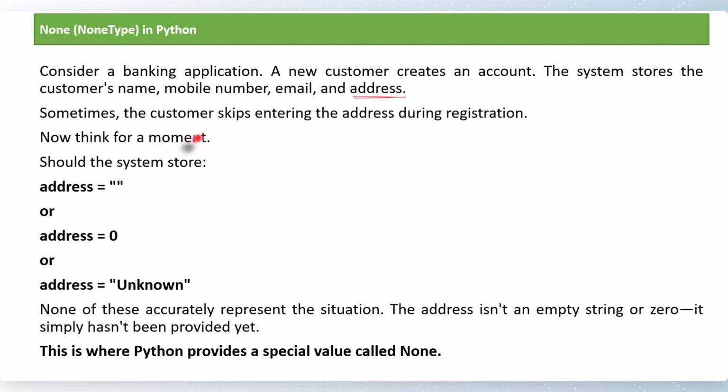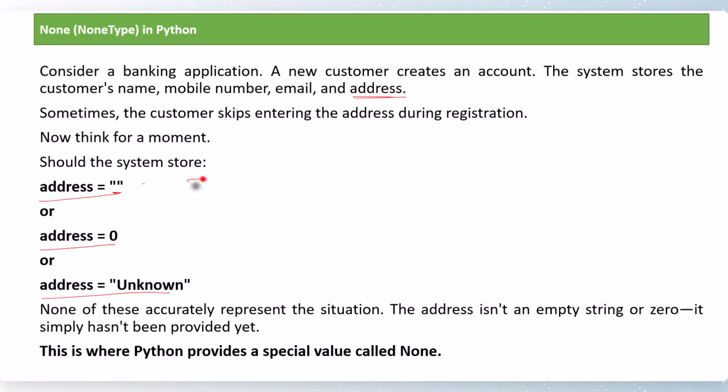Should the system store address equal to empty string, or address equal to 0, or address equal to unknown? How is the system going to store the address? The user is not providing the address. Now, in that case, it can be either empty string, or it can be 0, or it can be unknown.